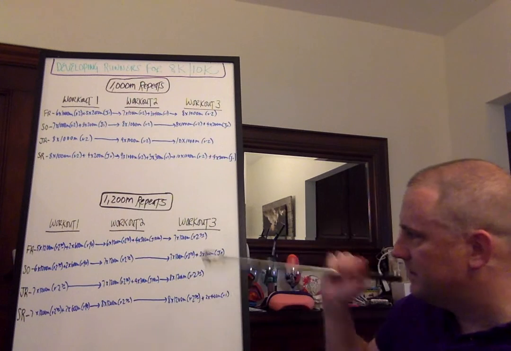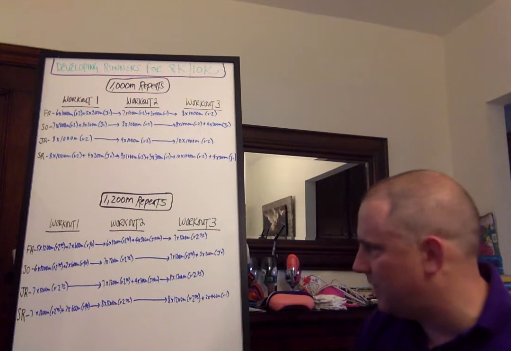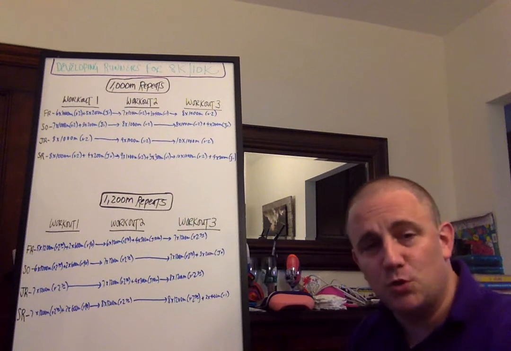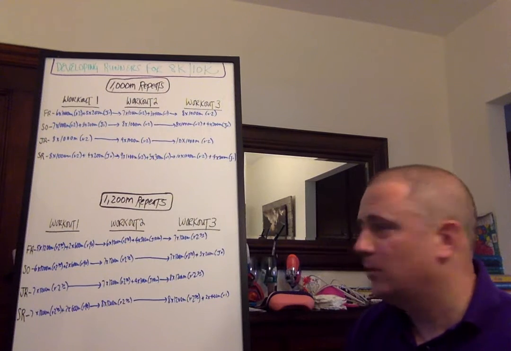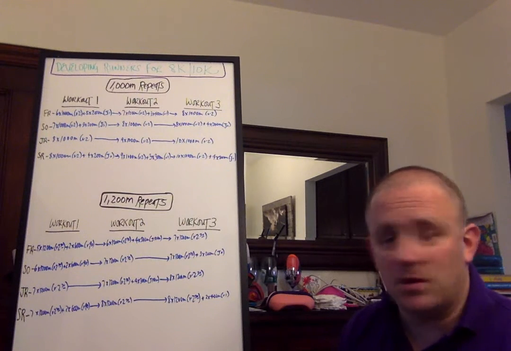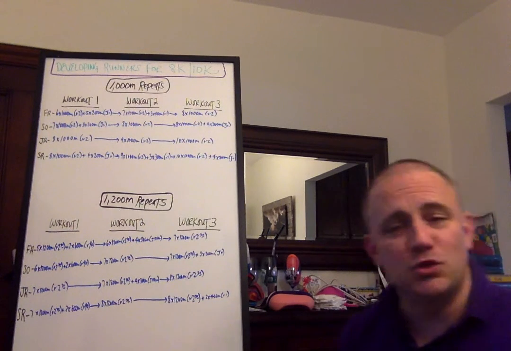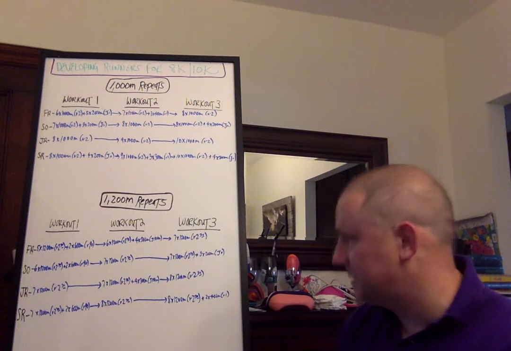Sophomores, 7 by 1,200, same recovery. And then on the back end, we're adding 3 times 200 meters for turnover with a 200-meter jog recovery. Juniors, 8 times 1,200, with the same recovery.